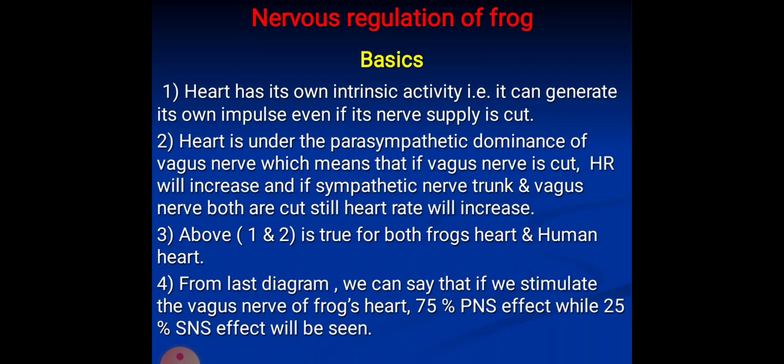And from the last diagram, if we go to the previous page, we can say that if we stimulate the vagus nerve of the frog's heart, 75% PNS, meaning parasympathetic nervous system action, while 25% SNS, sympathetic nervous effect, will be seen.